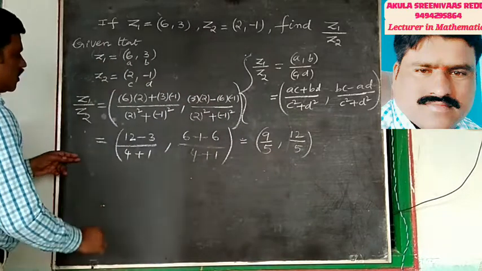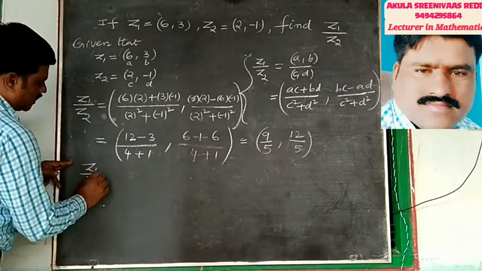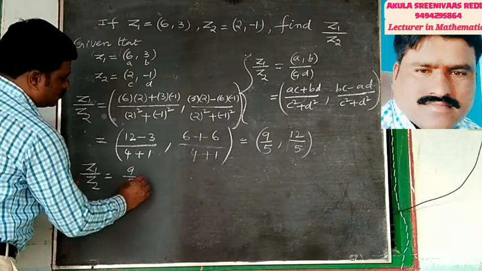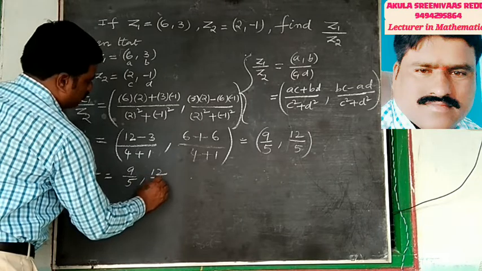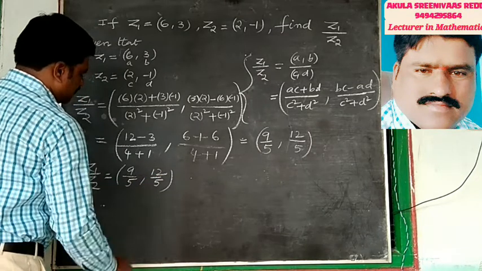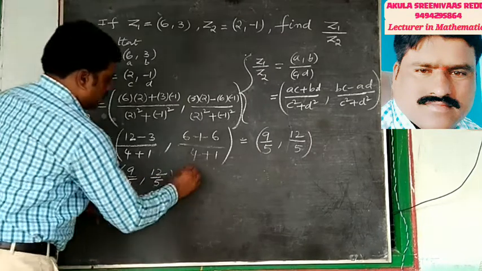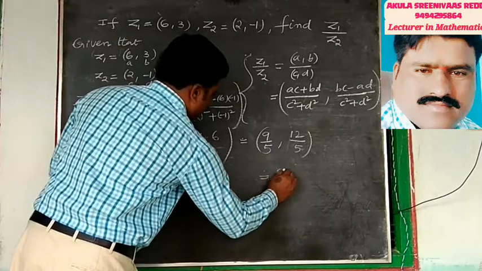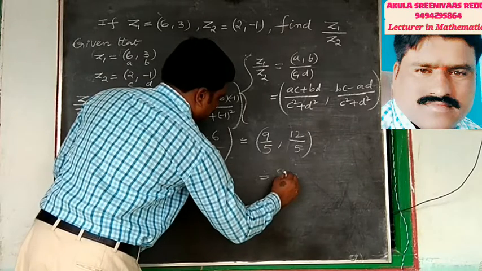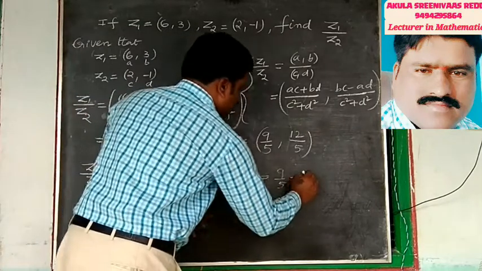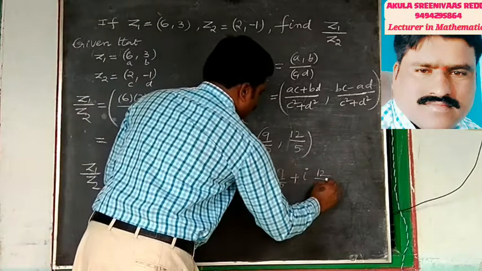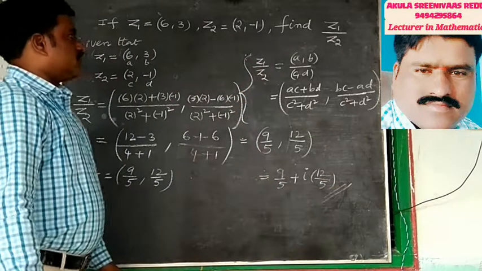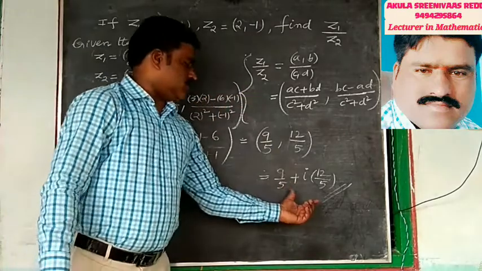Therefore, z1 by z2 is equal to (9 by 5, 12 by 5). This is also written as 9 by 5 plus i into 12 by 5. This is the final z1 by z2 answer.